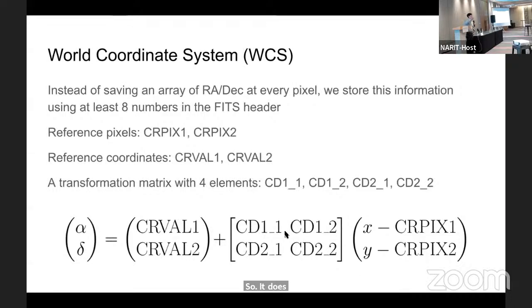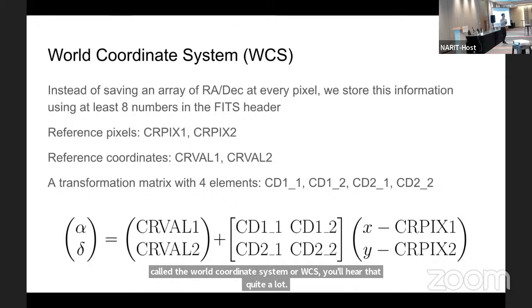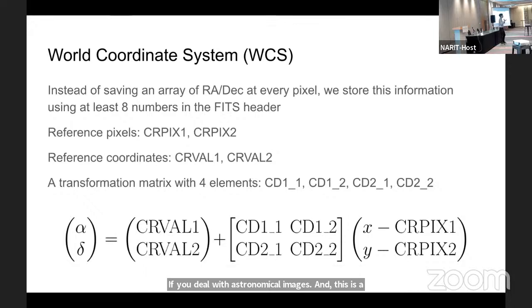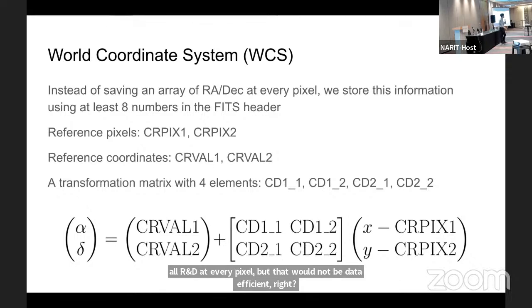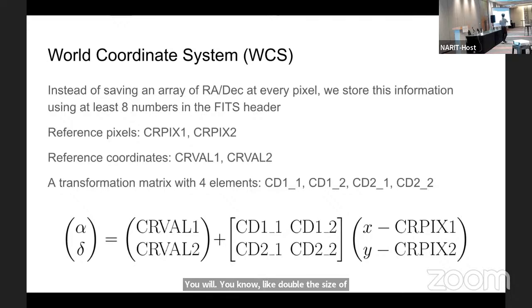So it does this magic, then somehow coordinates, RA and Dec, pop up in your FITS image. How does that happen? This is done by using something called the World Coordinate System, or WCS. You will hear this quite a lot if you deal with astronomical images. And this is a pretty clever way to do it, because you could theoretically have just another array that has RA and Dec at every pixel, but that would not be data efficient, right?